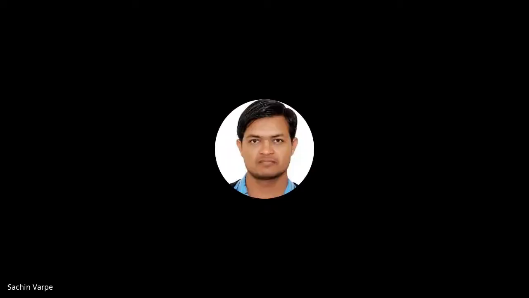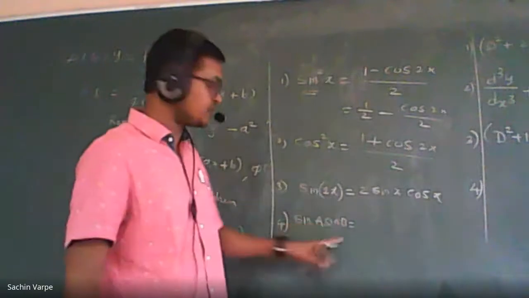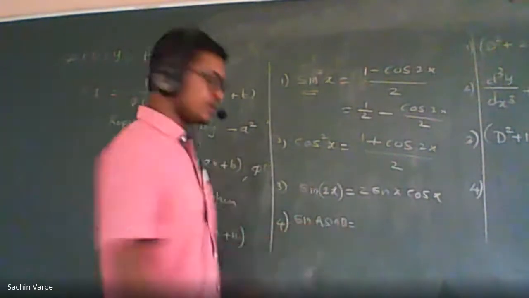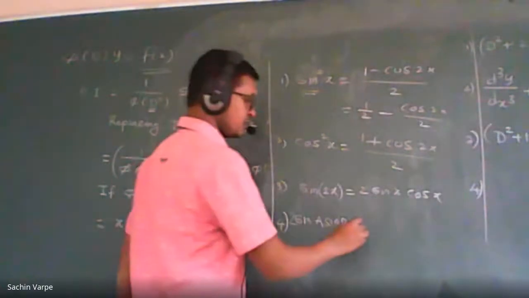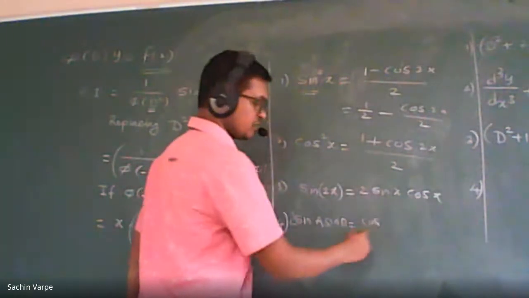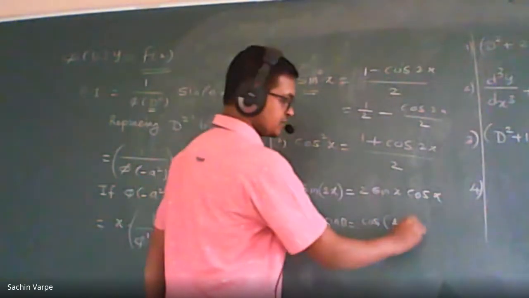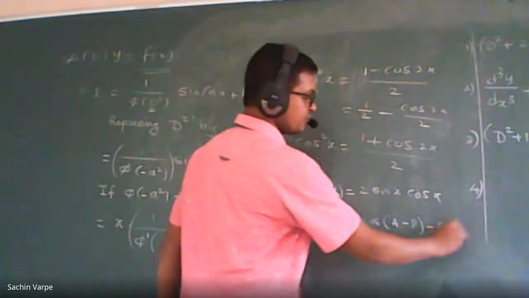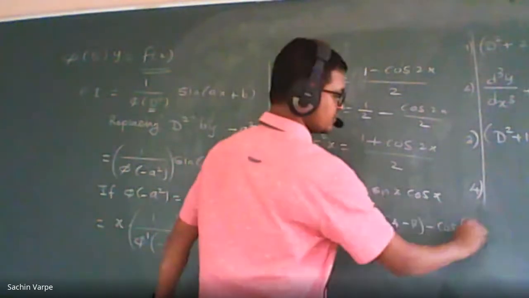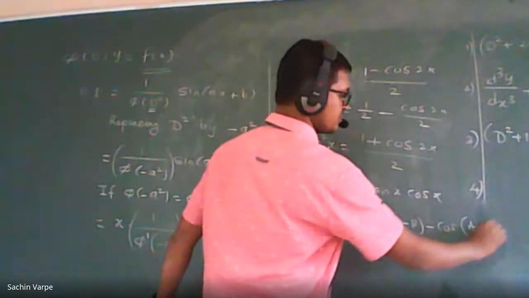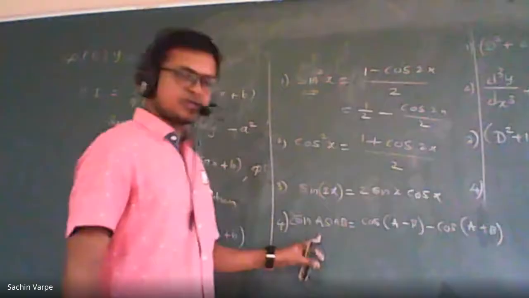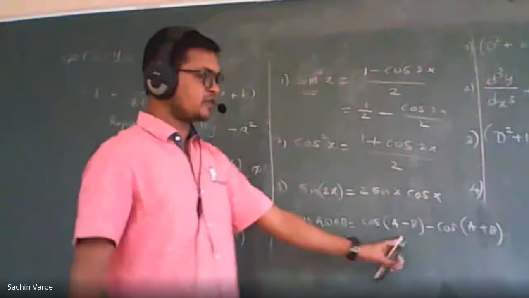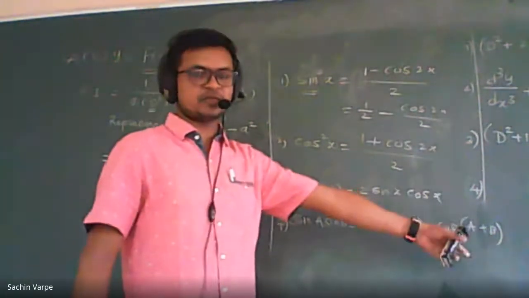What is the formula for sine A sine B? Or 2 sine A sine B. I have the formula for 2 sine A sine B as cos of A minus B minus cos of A plus B. Is it the correct one? Please check. Yes. 2 sine A sine B is cos of A minus B minus cos of A plus B.